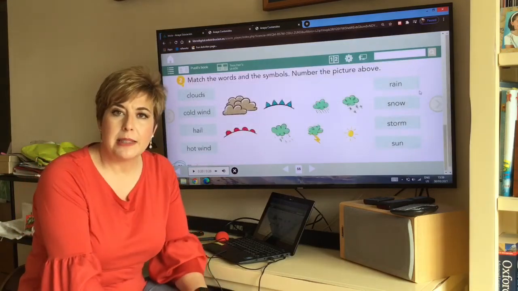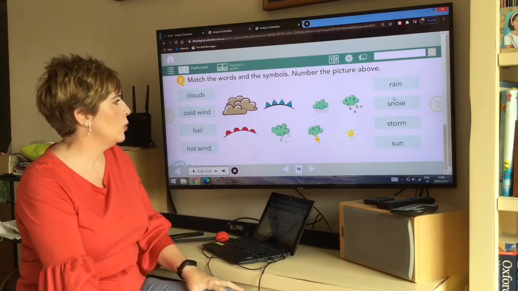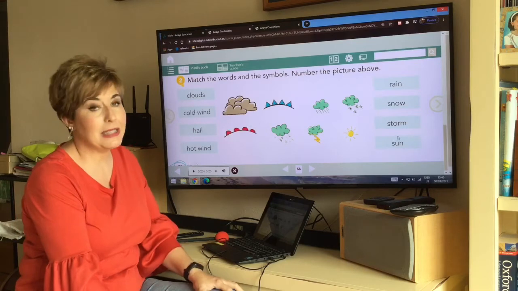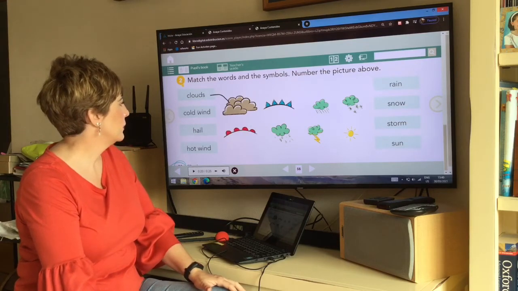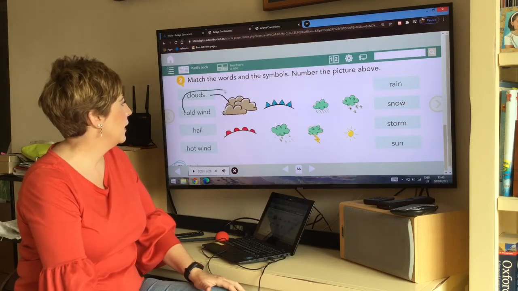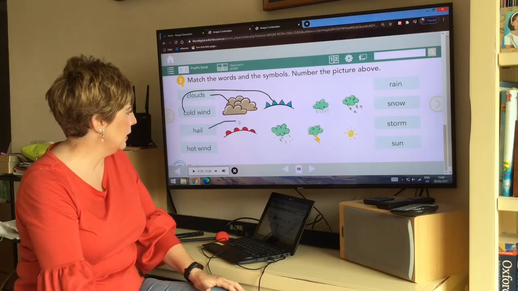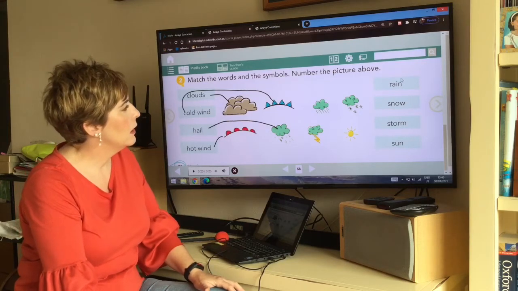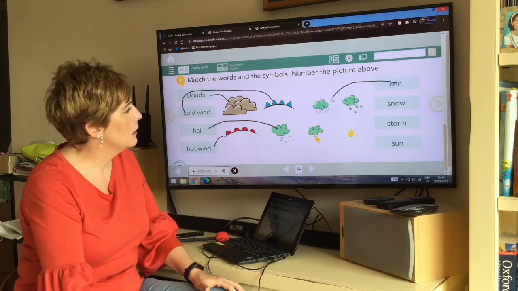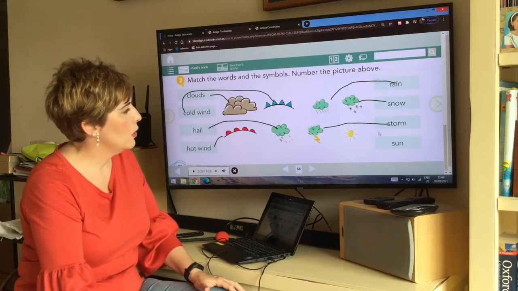Let's remember the symbols that we studied here in the classroom. We have 8 symbols. This is for clouds. We have cold wind, hail, hot wind, rain, snow, a storm, or the sun.